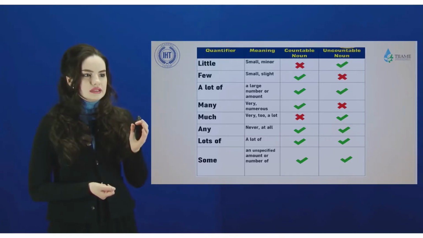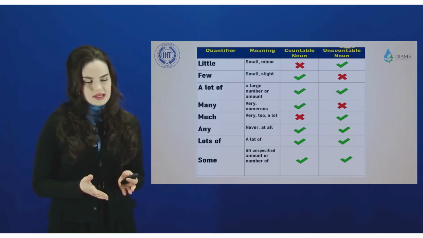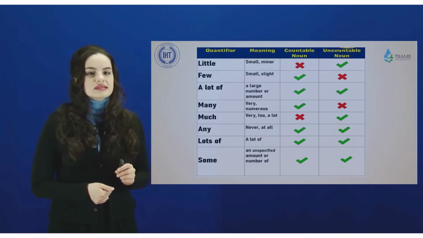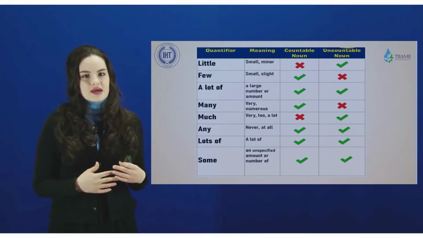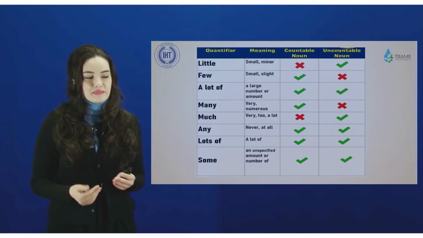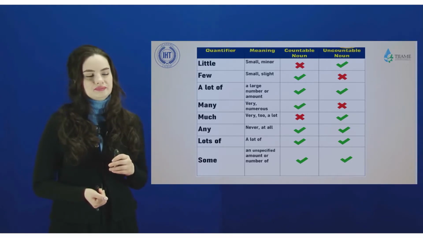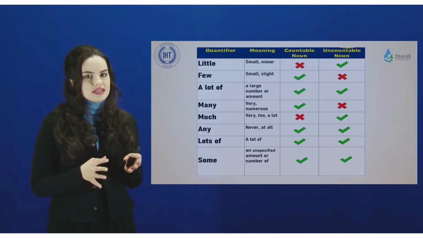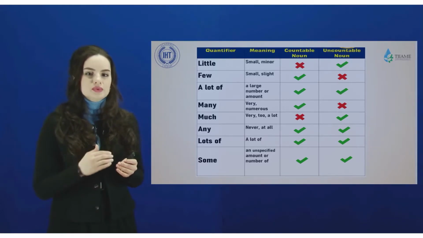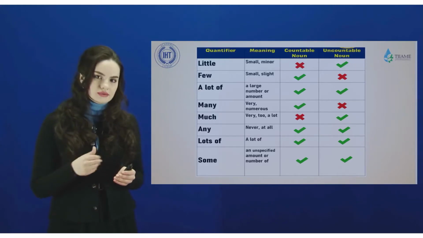Why? Actually, you may see some quantifier, the word itself. The next column is meaning, so it means in which situation you should use this word. And of course, is it countable or uncountable? If you remember this table, it will be really important. This table is based on the topic countable and uncountable nouns.